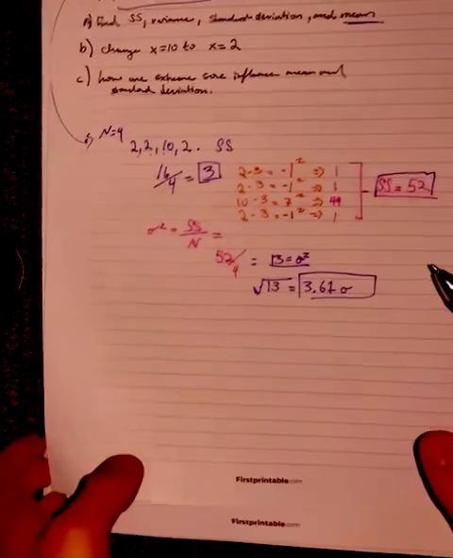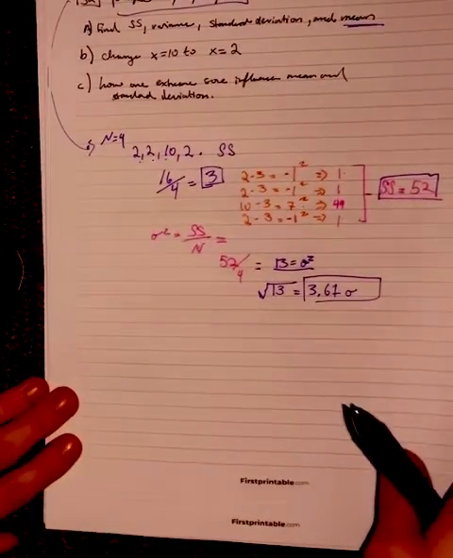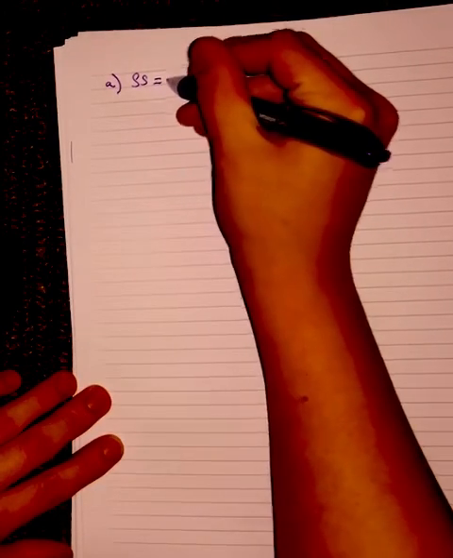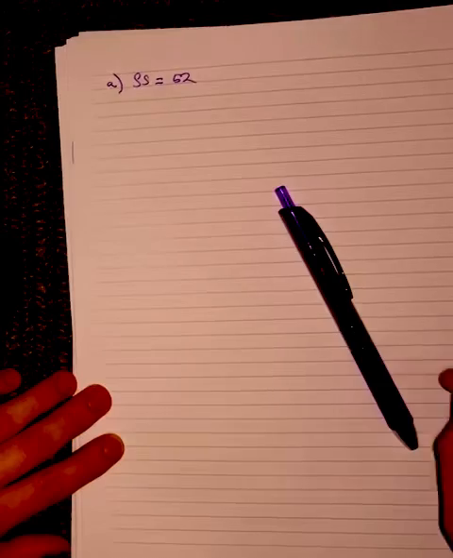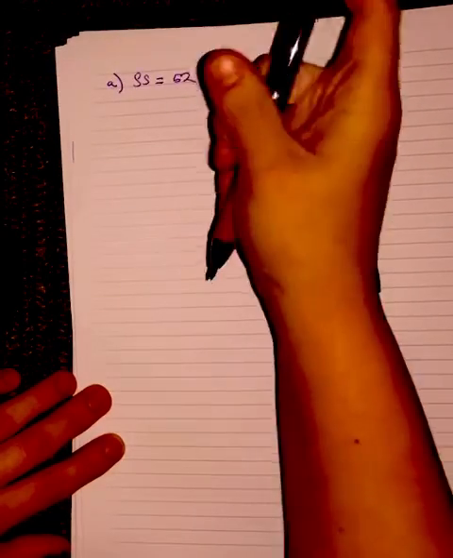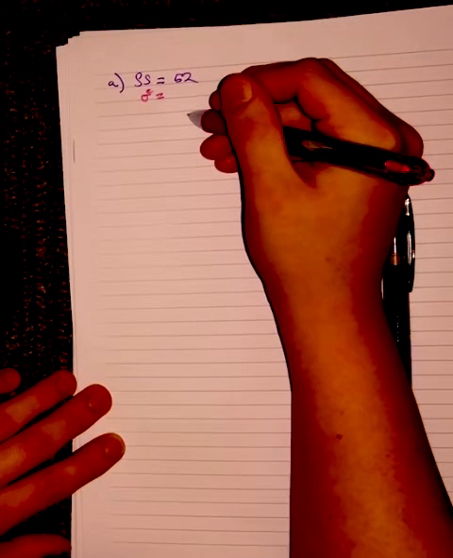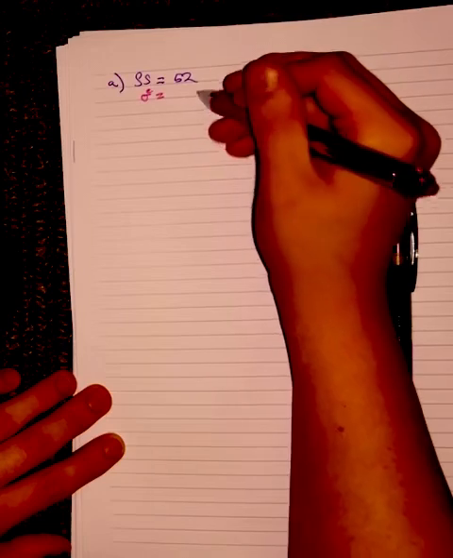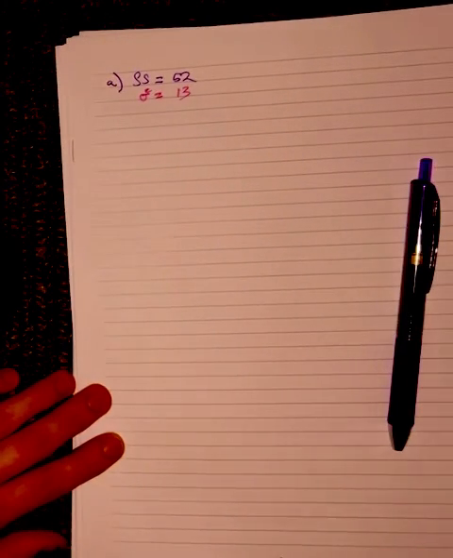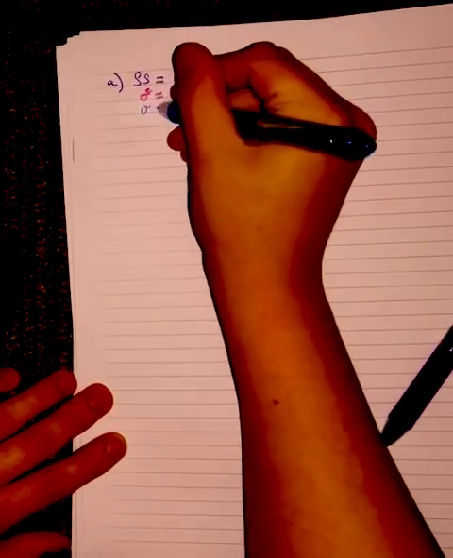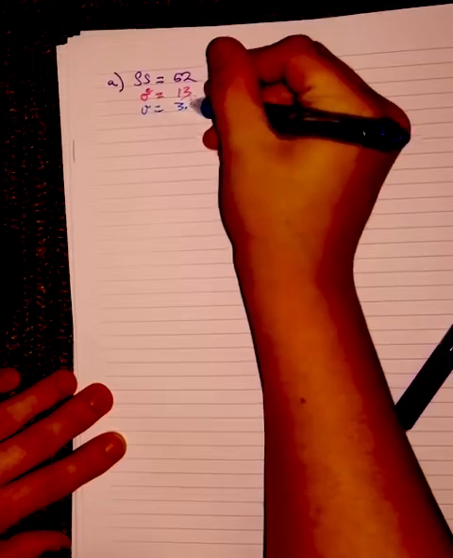Just to help us with portion B, I'm going to write all this on a new page, move this up here, and write down what we found for our A sample. For the A sample, we found SS to be equal to 52, our variance to be equal to 13, and then our standard deviation to be equal to 3.61.